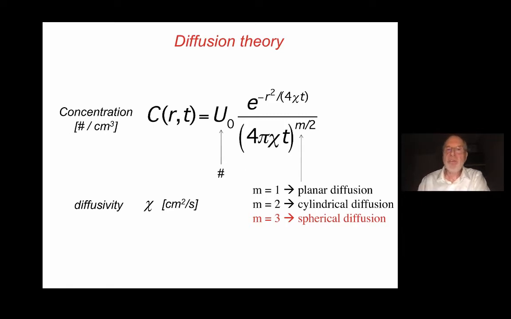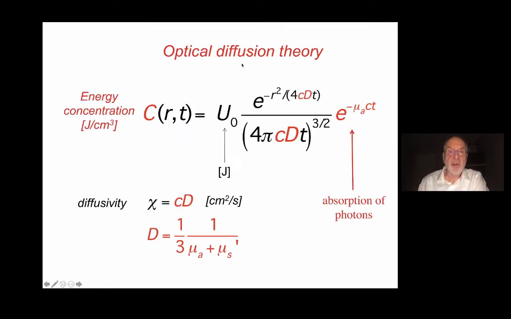How do we apply this to optical diffusion, the diffusion of photons? We simply replace chi by cd, where c is the speed of light in the medium, and d is the diffusion length, 1/3 of 1 over mu sub a plus mu sub s prime. Units of centimeters, speed is centimeter per second, therefore this cd product is centimeters squared per second. That gets substituted in the expression. And now, this describes the spreading of light by diffusion.